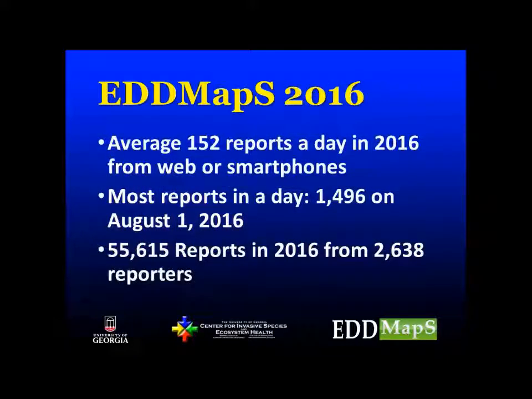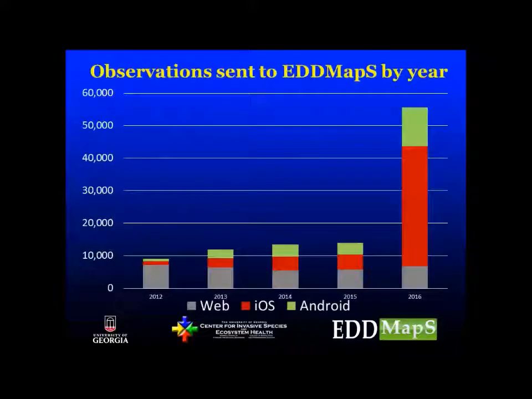So then we jump to 2016, and the number skyrockets. We get 152 average a day, and the most reports we had in a day was 1,400. So what happened? Well, it messed my graph up. It's not pretty anymore. I got this big chunk of iPhone users here, and so what happened?